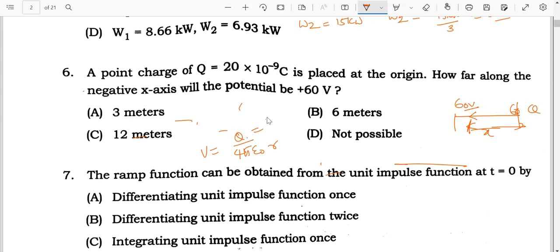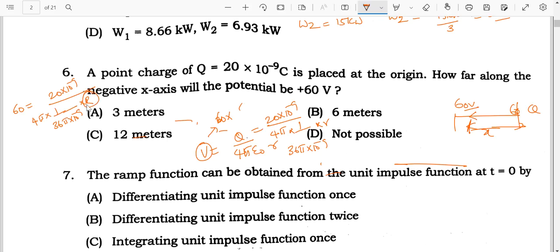The Q value is 20 into 10 power minus 9, divided by 4 pi into epsilon naught, and you know that value: it is 1 by 36 pi into 10 power minus 9. From this you need to find the value of R. V is 60. So 60 is equal to 20 into 10 power minus 9 divided by 4 pi into 1 by 36 pi into 10 power minus 9 into R. By substituting, the R value will be equal to 3 meters. So the answer is A here.